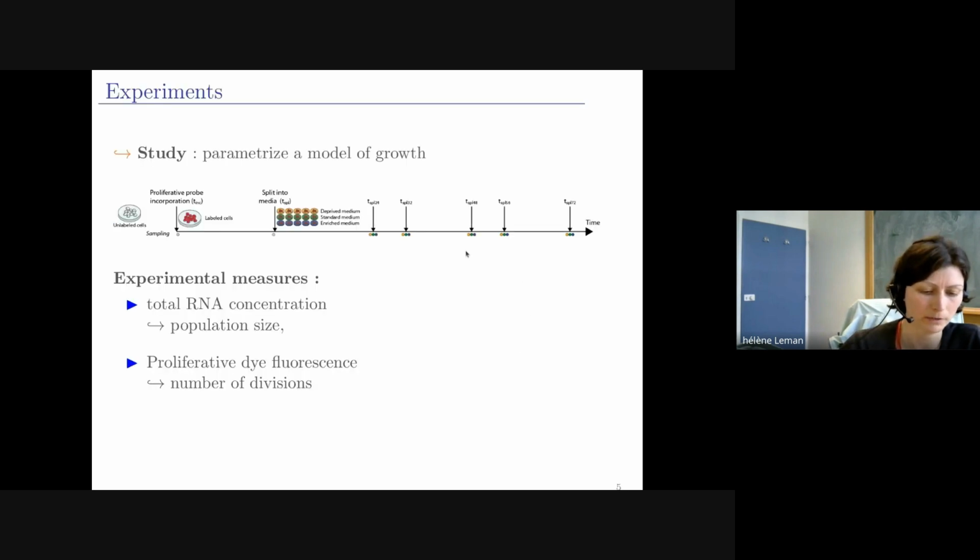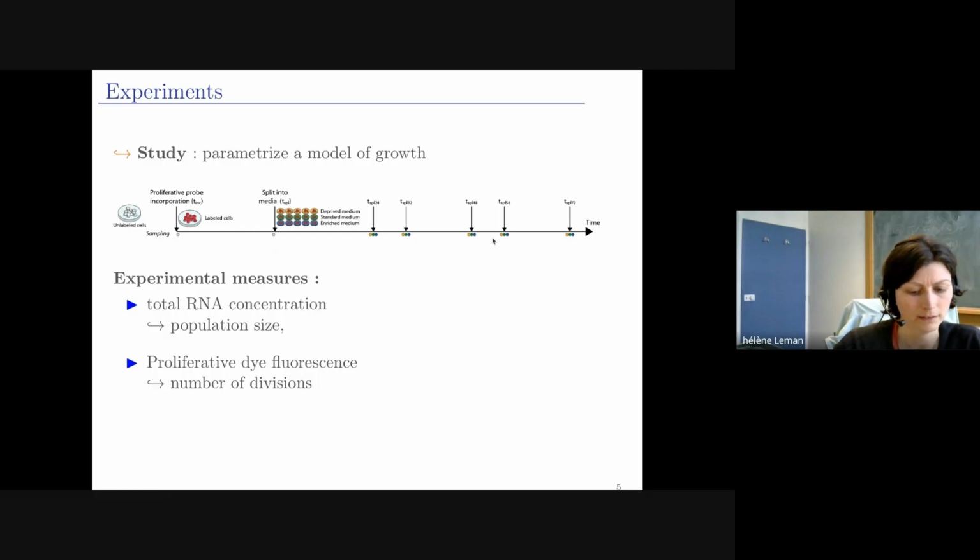The first step in this study was to design experiments to parameterize and optimize models that represent the growth of cell populations under different treatments. As you can see in the picture here, we have different media, different environments, and of course different replicates in each environment. We collect data at different time points that are represented here by the arrows in these pictures.